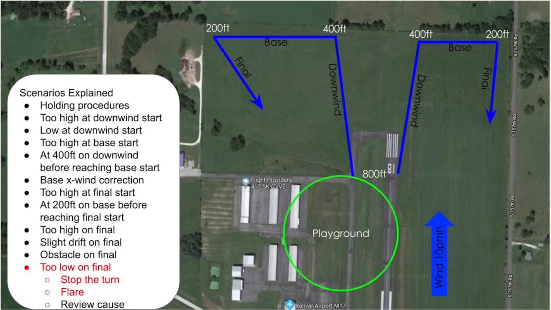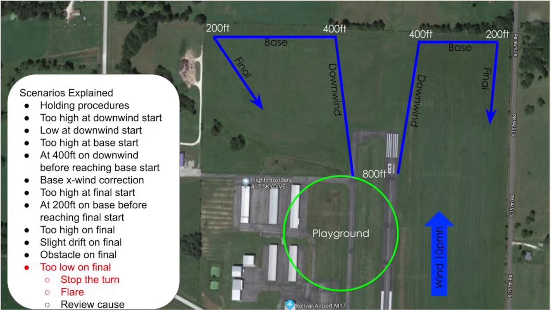We have similar scenarios on the base leg. So if we're flying on our base leg and we reach 200 feet before our target point over the ground, we are going to go ahead and turn in on final right at this point.